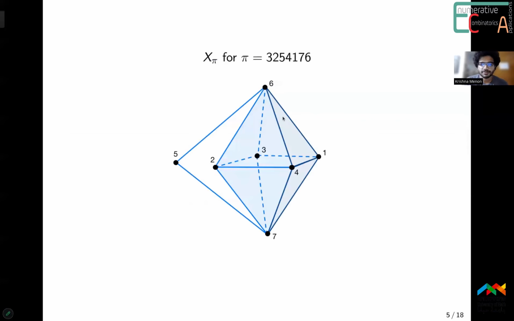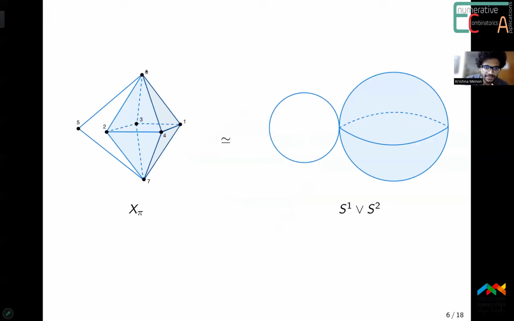Now, for this particular permutation pi, this is the geometric view of X_pi. So here, this part is a hollow octahedron. So sort of a bipyramid, but it's hollow inside. And then there are these two lines sticking out, 6, 5, and 7, 5. And so if you collapse this line that joins 6 to 2 and 2 to 7, so if you sort of pinch it all to a point, you can see that this space becomes something that looks very much like the space on the right, which is S1 wedge S2.